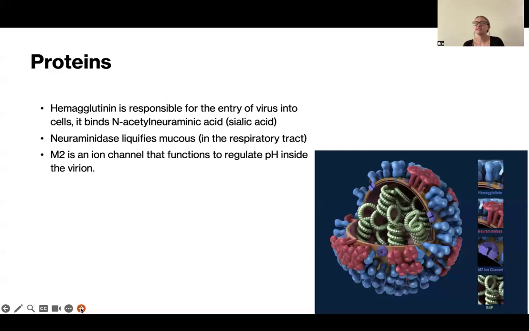Okay. Proteins. So this is a little bit more about those proteins we mentioned from the envelope. Hemagglutinin is responsible for the entry of the virus into the cells. It binds to N-acetyl neuraminic acid, or sialic acid, and the neuraminidase liquefies the mucus in the respiratory tract, allowing for easier entry. M2 is in the envelope in smaller amounts. The other two are the main ones, but M2 is also very important because it functions as an ion channel, and that regulates the pH inside the virion. All right, and here's a picture of the different proteins.